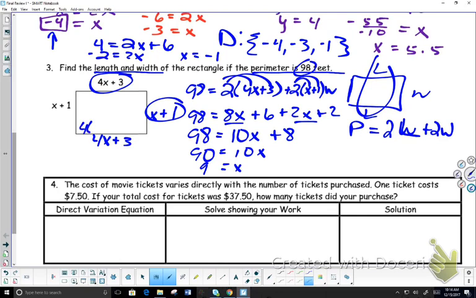So that would be 4 times 9 plus 3. Well, 4 times 9 is 36, plus 3 is 39. So then the other side, we've got 9 plus 1 equals 10. So you've got a length and width of 10 and 39.